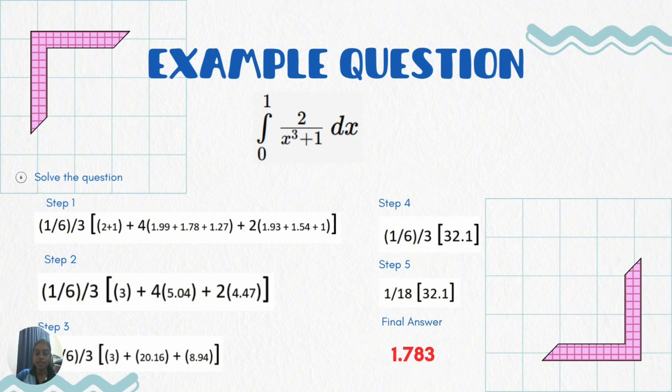This final answer may vary according to the decimal points we are choosing, but the first two values of the final answer, which is 1.7, will always remain the same. The values after 1.7 may change.